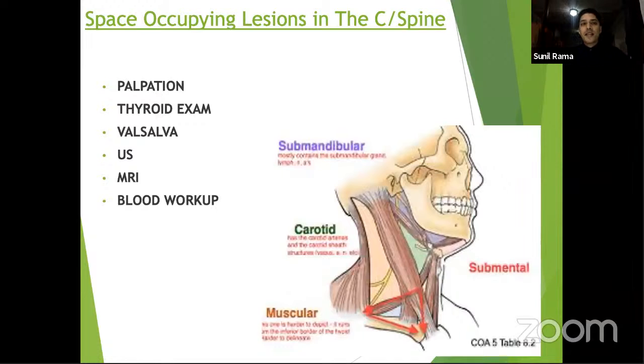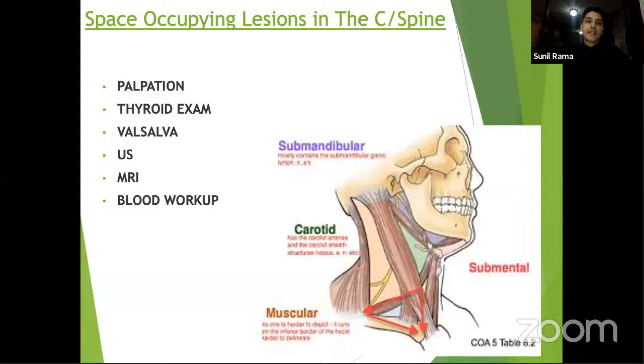Space-occupying lesions in the cervical spine. This can always be done with your routine lymphadenopathy. Now, when you palpate in the neck, make sure you feel all the triangles. In these cases, where the patients usually complain about neck pain and they're having difficulty swallowing or pain with swallowing, you want to go ahead and do the thyroid examination. Ask them to swallow. Make sure those lobes of the thyroid are actually ascending with the swallowing test.